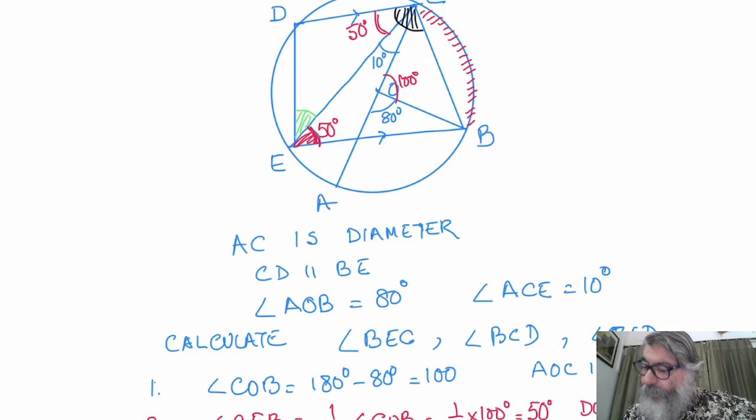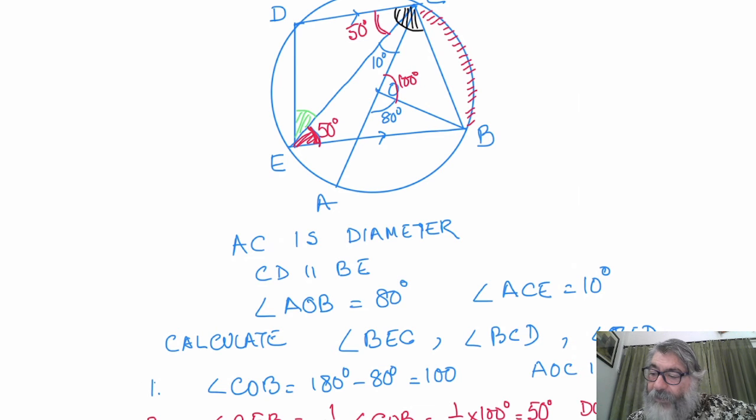DC is parallel to EB. If two lines are parallel to each other and a third line cuts them, then alternate angles are equal. These are alternate angles. So this becomes 50 degrees. Now this is 10. This is 50.